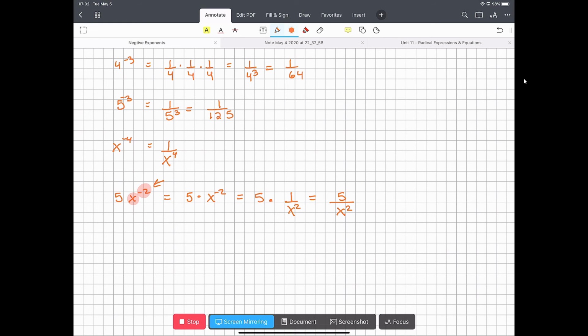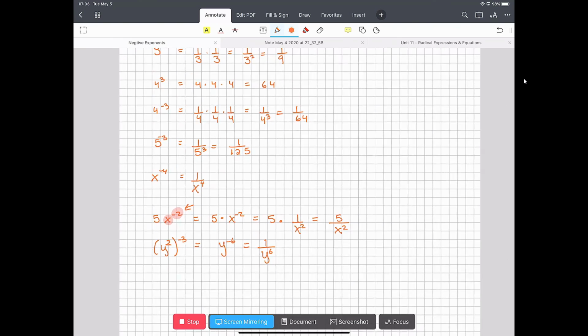Our last example, y to the second raised to the negative third. So we would use our exponent rules here. We would multiply the two exponents. So that's y to the negative sixth, which is 1 over y to the sixth. And that's it. That's negative exponents.